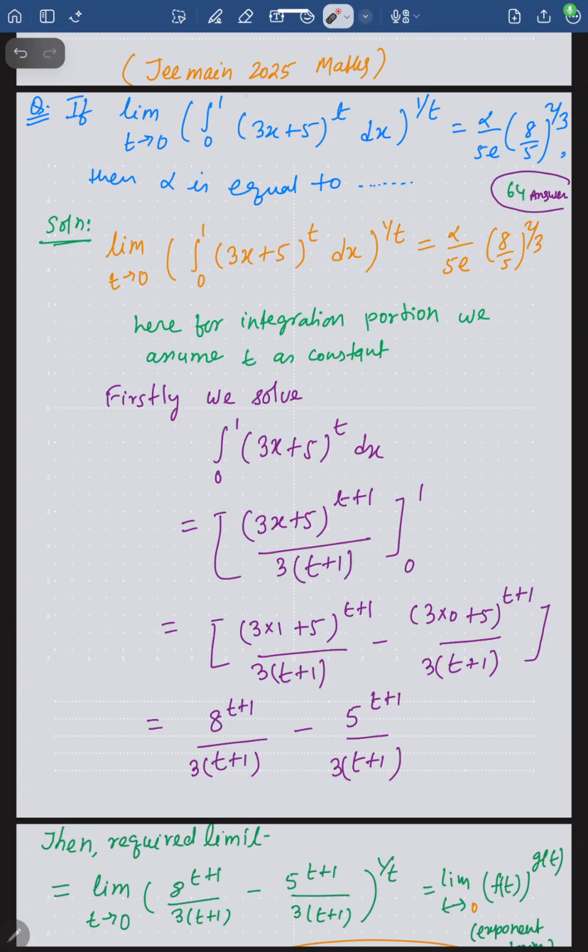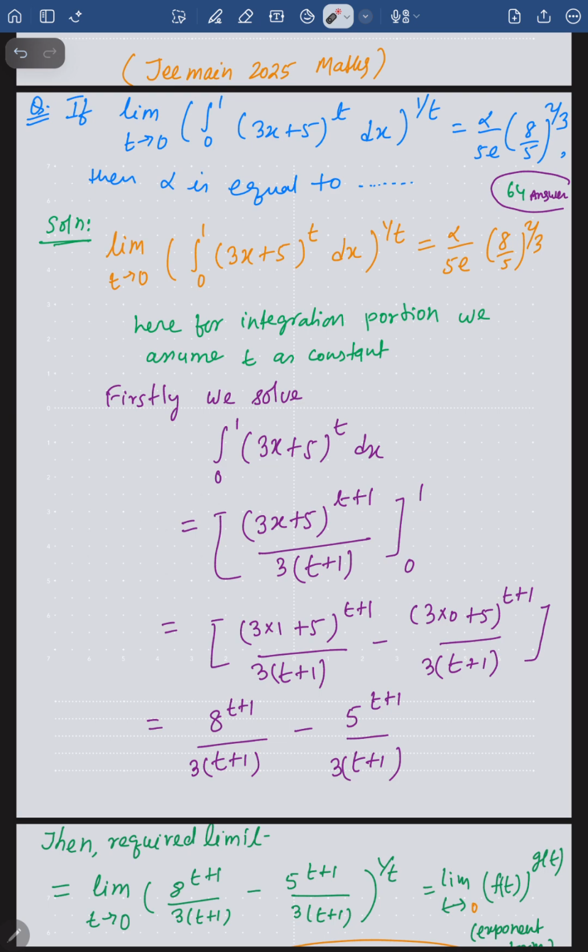Question is from JEE Main 2025 Maths. Question is like this: if limit t tends to 0 of the integral from 0 to 1 of (3x + 5)^t dx, whole to the power 1/t, is alpha upon 5e into (8/5)^(2/3), then alpha is equal to, you have to find out. Actually it is 64.